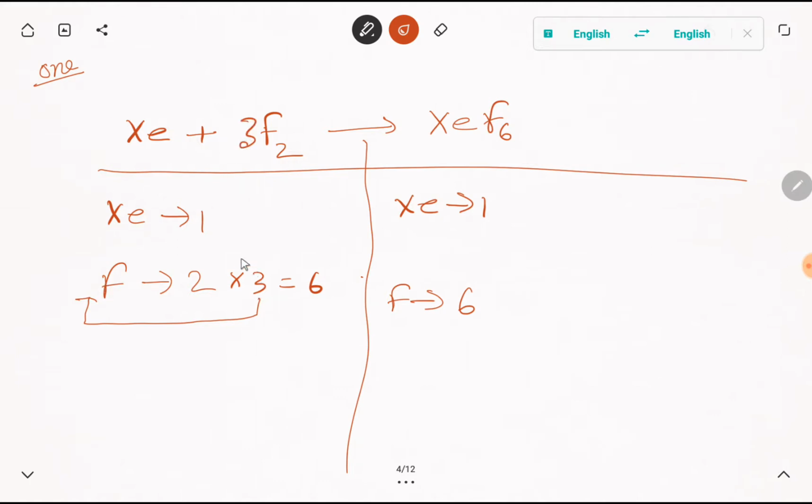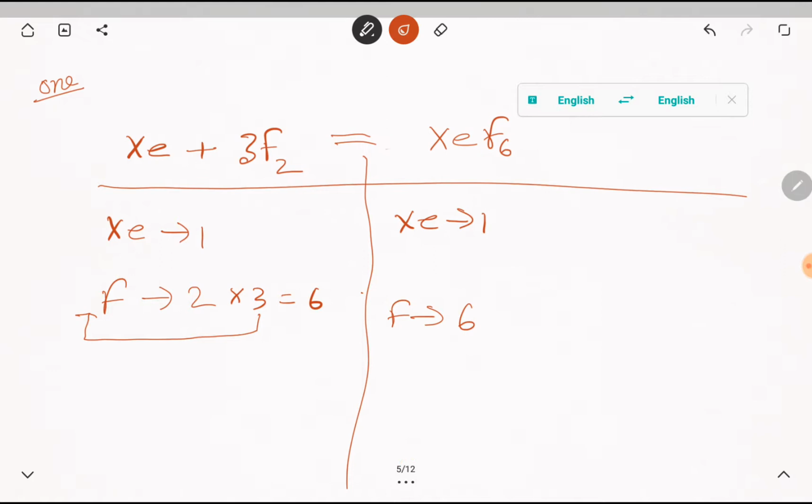Look, now xenon 1, 1, fluorine 6, 6. So this is the balanced reaction. For a balanced reaction, you can change this arrow sign to an equal sign at last if you want. Okay, so let us take another example.